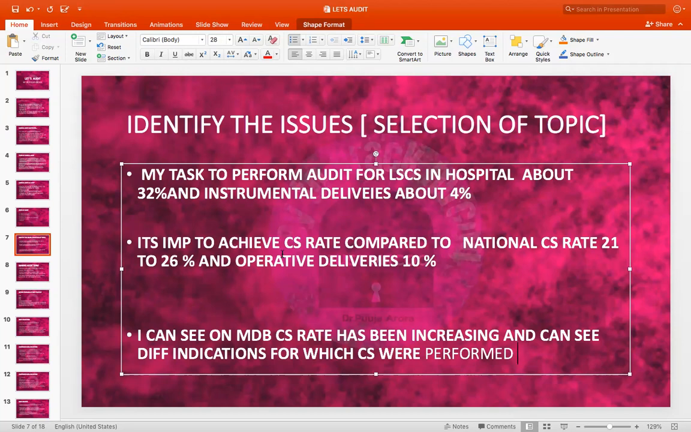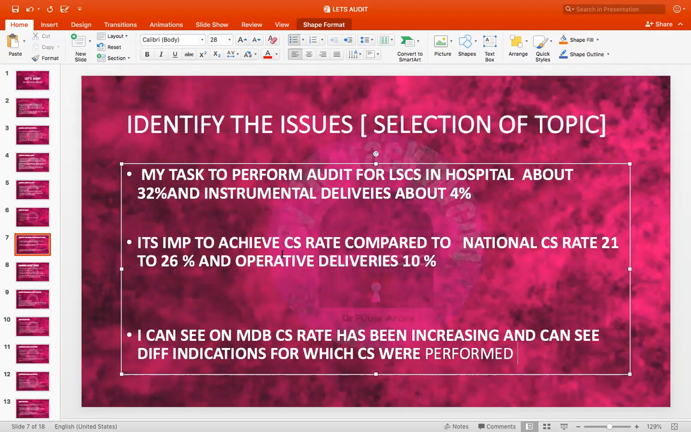They might be mentioning there that it's a VBAC failure, it is breech, it is malpresentation, it is second stage cesarean section, it was pathological CTG. So for pathological CTG, suppose in October they have performed 10 cesarean sections. For malpresentation, they have performed 15 cesareans. For previous cesarean, they have performed 10 cesareans. For maternal request, they have performed 12 cesareans. So they will give it this way: these are the indications and how many cesareans they have performed. So what is the percentage?